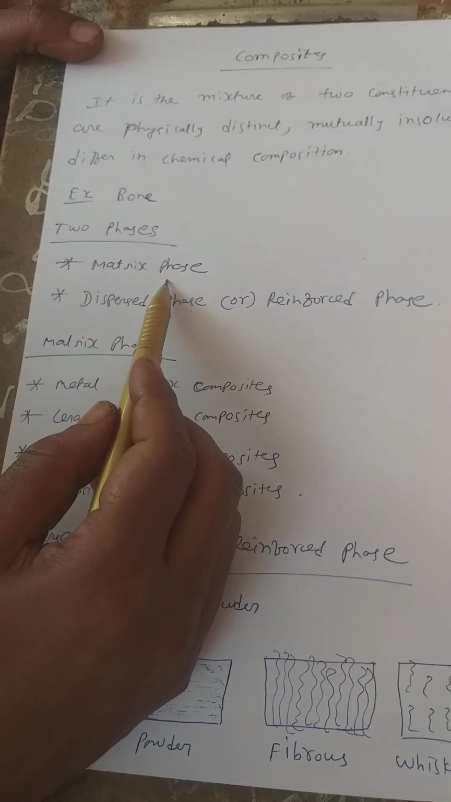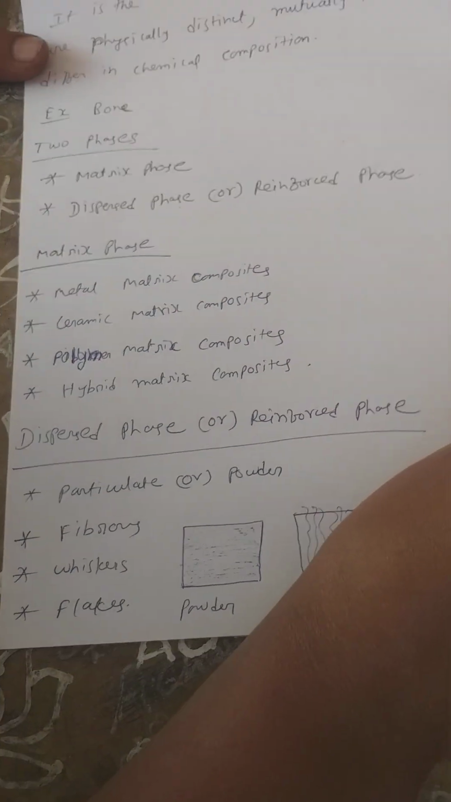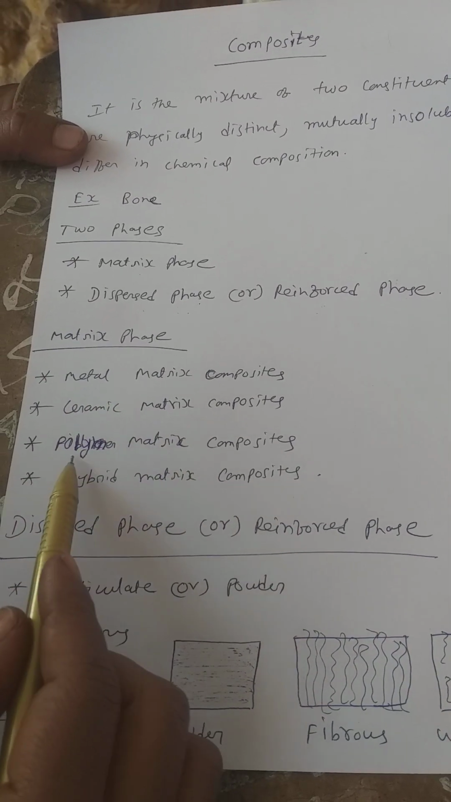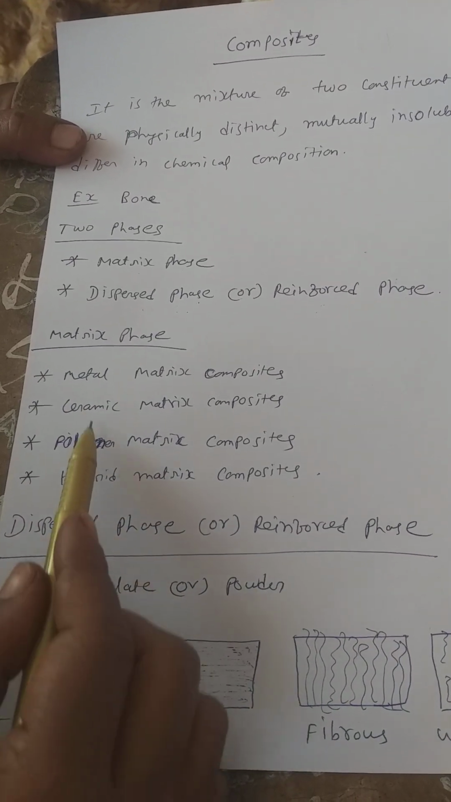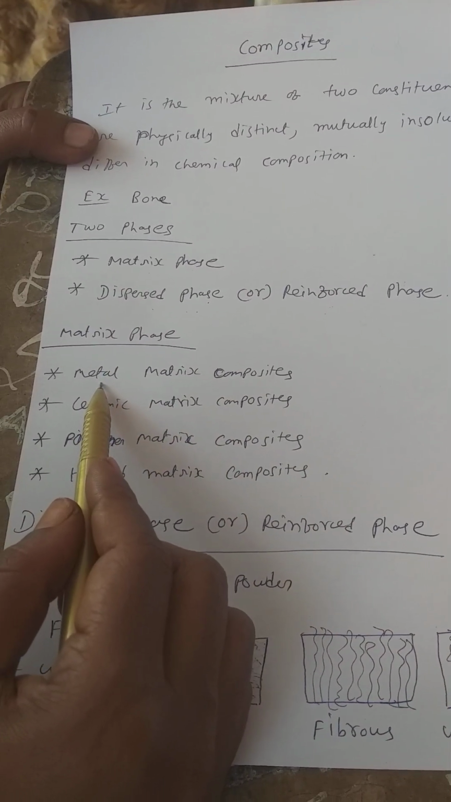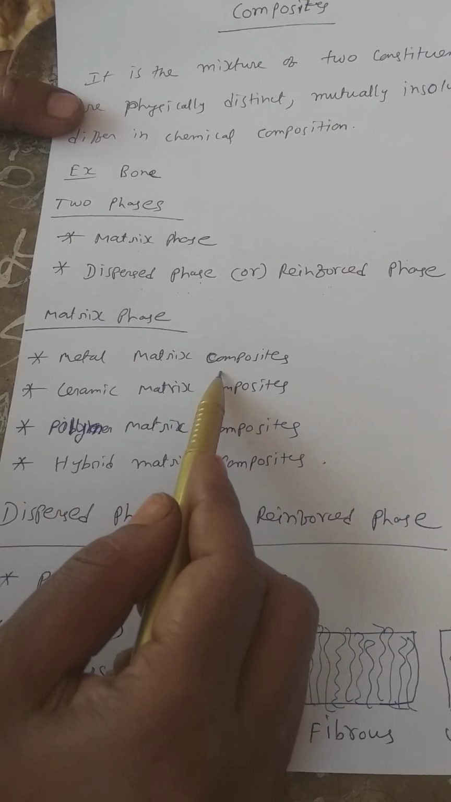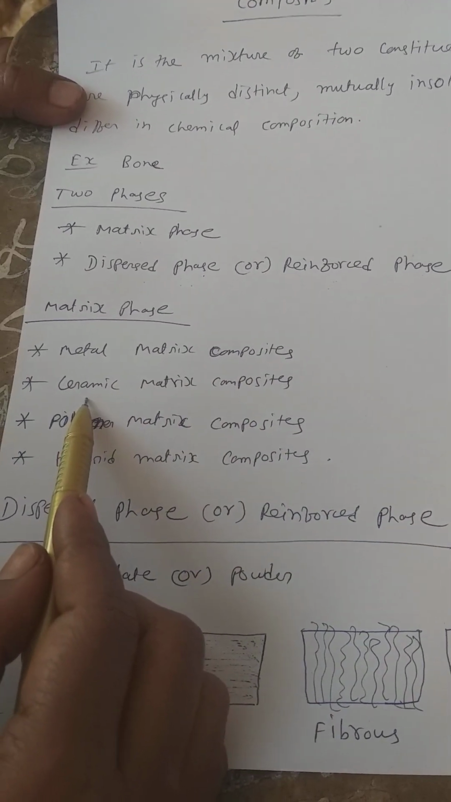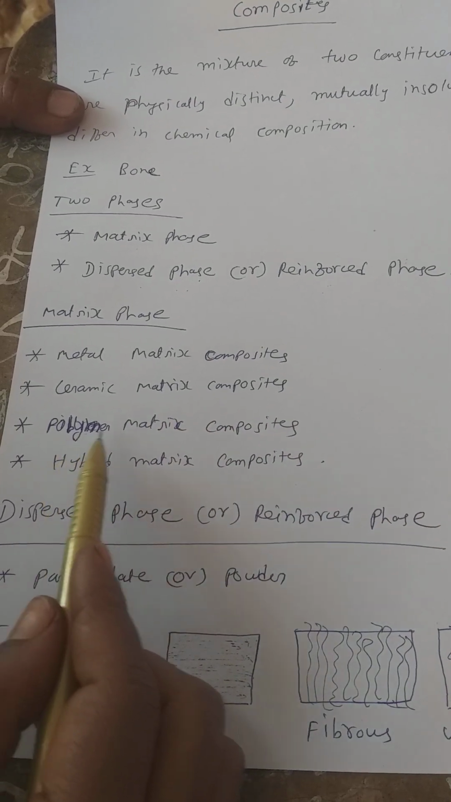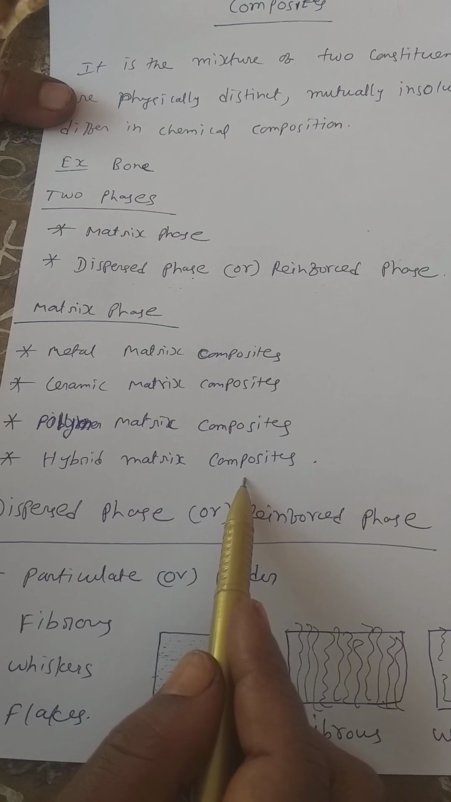The outer cover, that is the matrix phase, can be of a different material. It can be a metal, or a ceramic, or a polymer, or a hybrid combination of any two or any three. If the outer cover is a metal, then the composite is named metal matrix composite. If it is a ceramic outer cover, it is called ceramic matrix composite. If it is of polymer, it is polymer matrix composite, and the combination is said to be hybrid matrix composite.